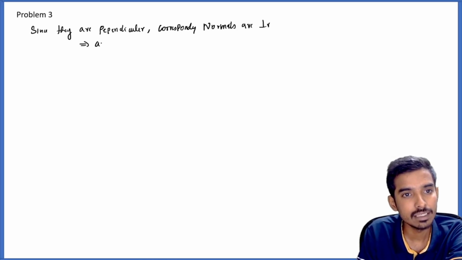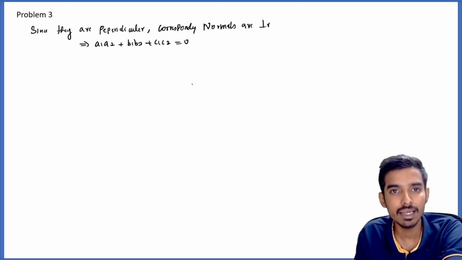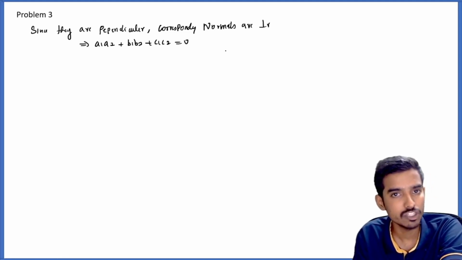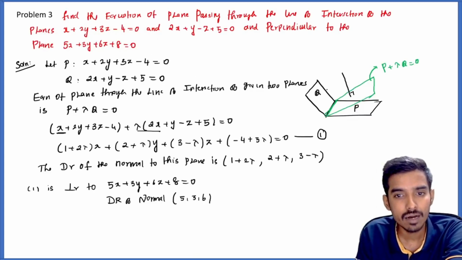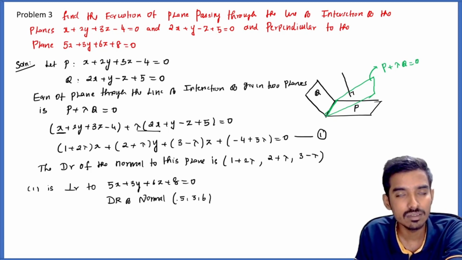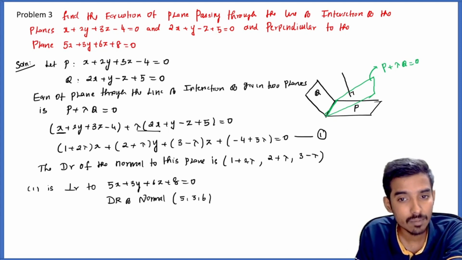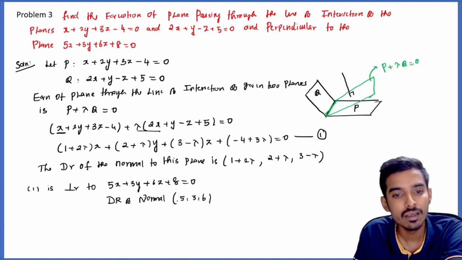That implies A1A2 plus B1B2 plus C1C2 is equal to 0 is the condition for perpendicularity, when you know the direction ratios of the two normals. So for this plane, the normal has direction ratio 1 plus 2 lambda, 2 plus lambda, 3 minus lambda. For this plane, the normal has direction ratio 5, 3, 6.